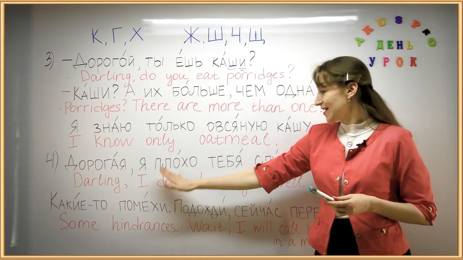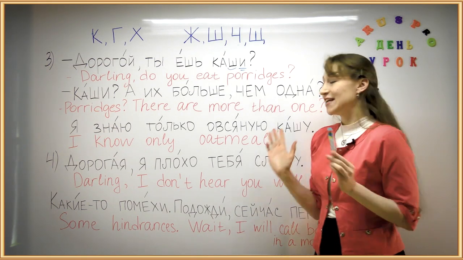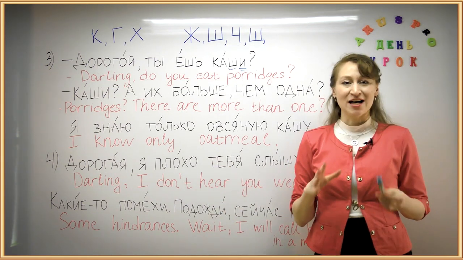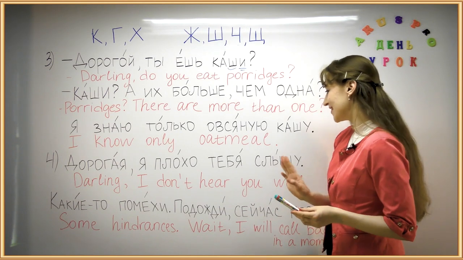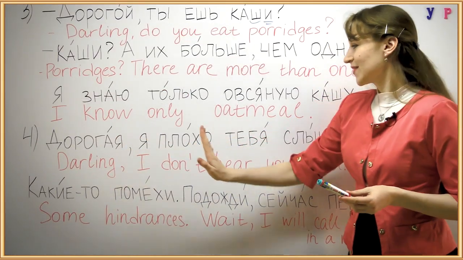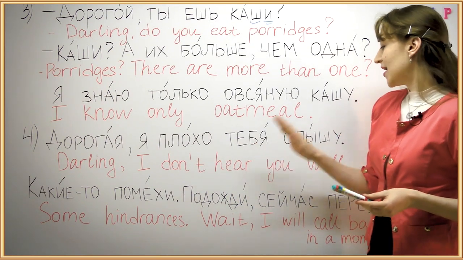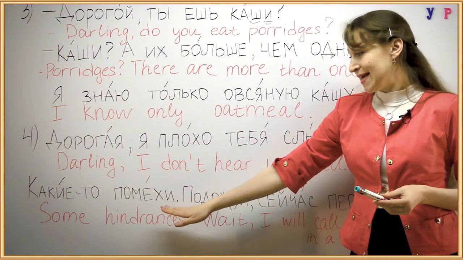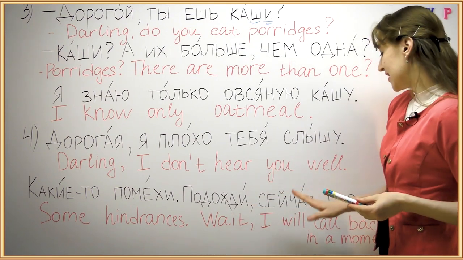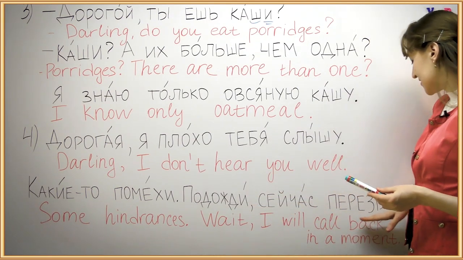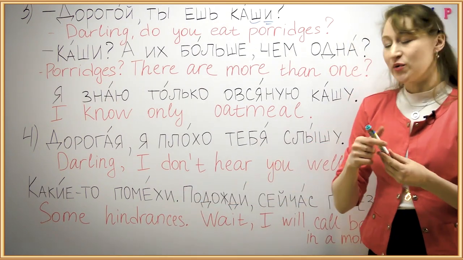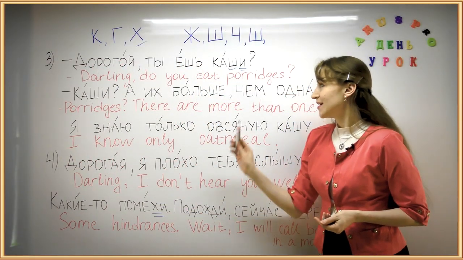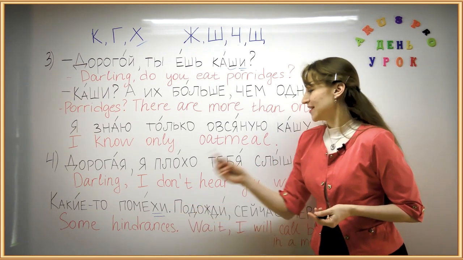Okay? And next phrase, you can use it if you are talking with your girlfriend by Skype and you are having some problems, she's breaking down, something like this. So you can say, дорогая, я плохо тебя слышу. Какие-то помехи. Подожди, сейчас перезвоню. And here we have the noun помехи. Х, one of the gutturals. И instead of ы. Seven-letter rule.